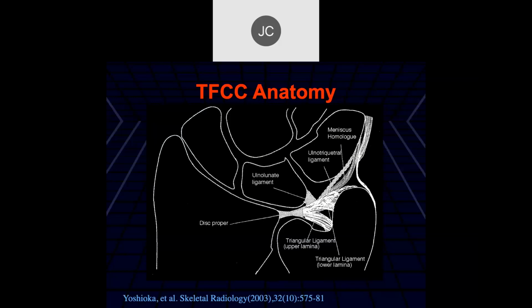Go to a little higher resolution diagram. This shows the disc proper attaching to the radius. Here are the two, upper and lower lamina. Now remember, in the anatomic position, the arms are down at the side, so the upper lamina would be the proximal one. The lower lamina is the distal one. One attaches to the tip of the ulnar styloid, the other the foveal attachment proximally here. And then there are other attachments.